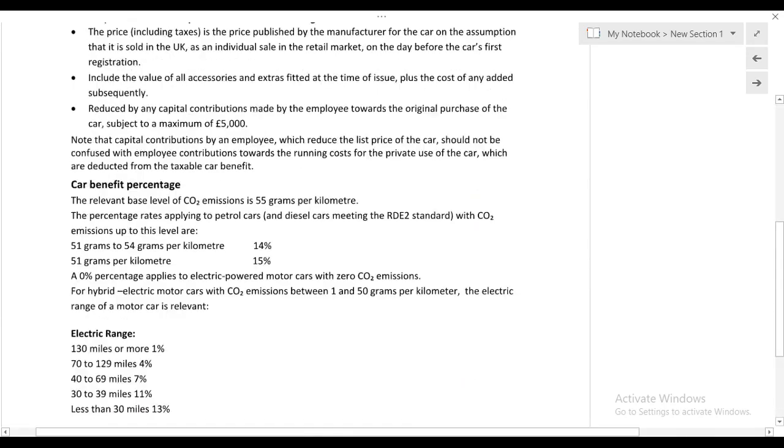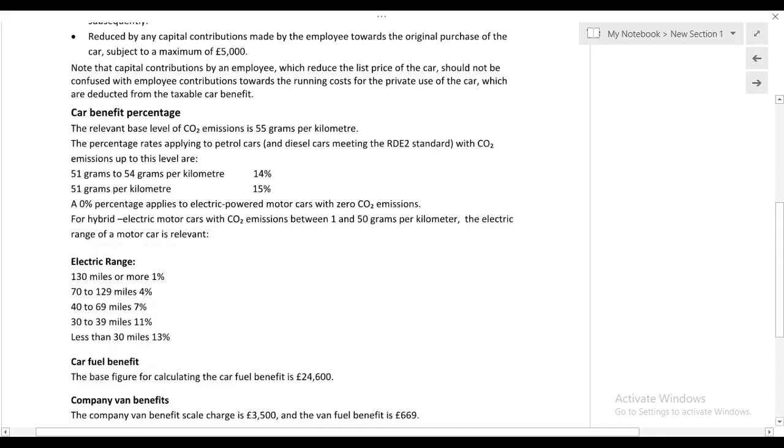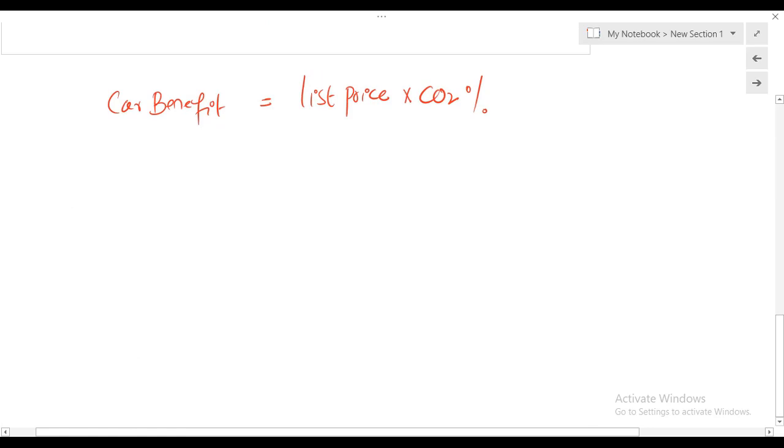When it comes to list price, if employee contributes towards purchase of the car, then list price reduces. Repeat. If employee contributes towards purchase of the car, then list price reduces. But the maximum contribution which employee can make towards purchase of the car is £5,000. If he contributes more than £5,000, then any amount over and above 5,000 we are going to ignore. What do you mean by this?